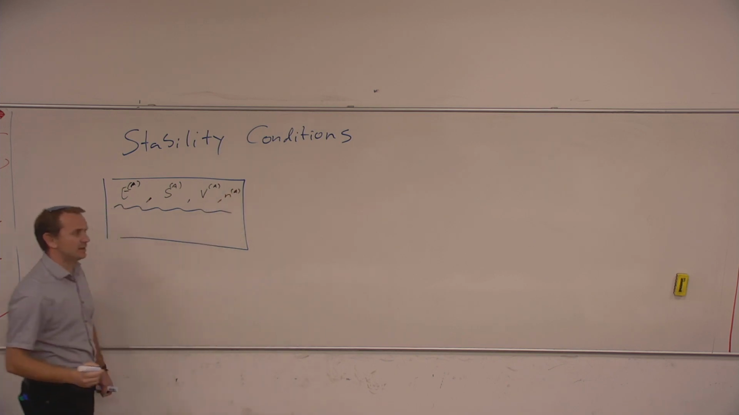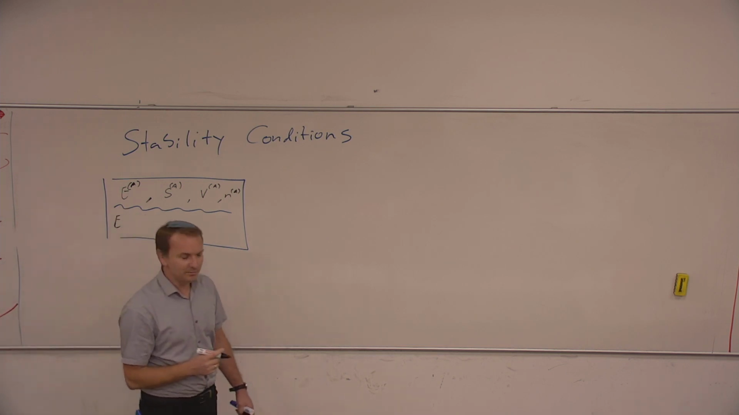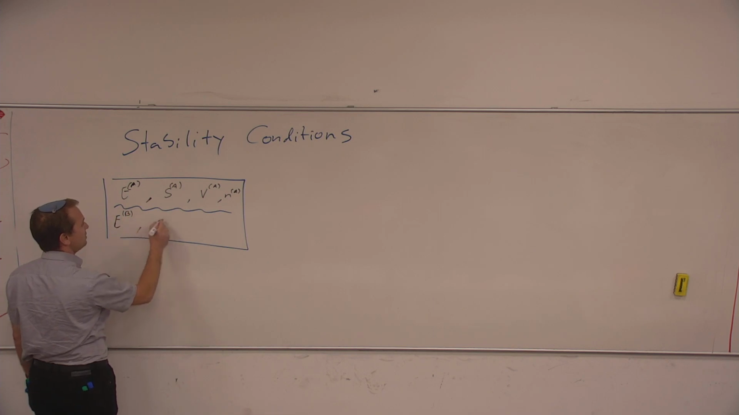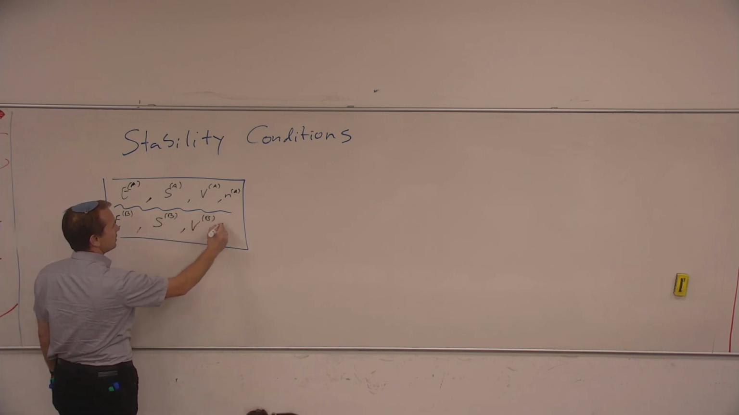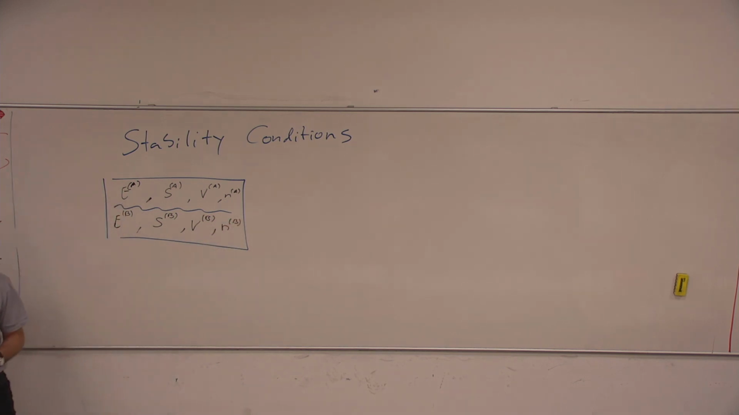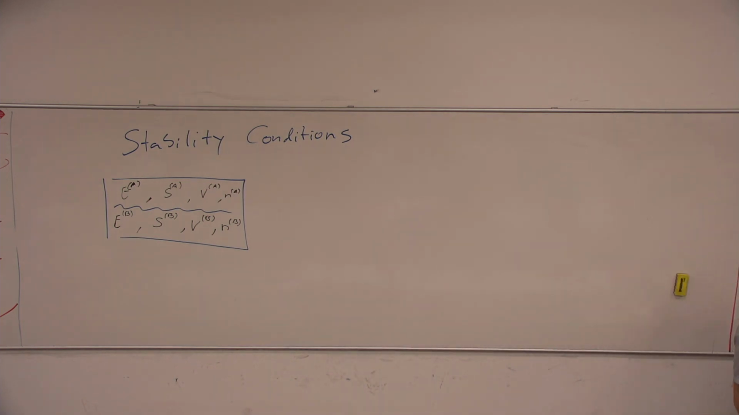Okay, so this is system A, and it's in contact with another system that has some energy E of B, S of B, V of B, N of B. Questions? No? Right. Okay, so what conclusions have we made about the stability conditions.